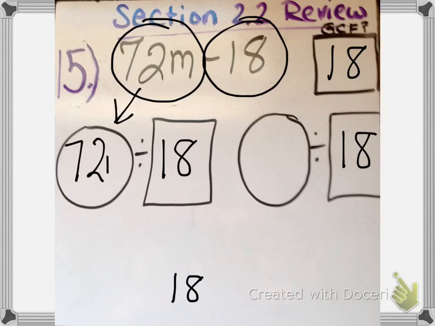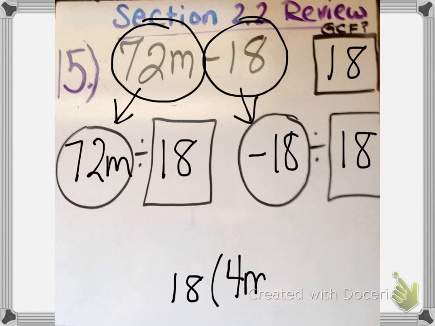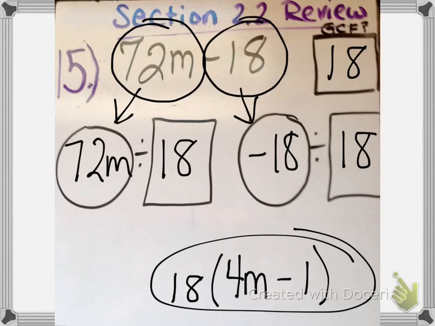I'll bring down the terms, 72m and negative 18. 72 divided by 18, we already found out was 4, and then carry the m down too. A negative 18 divided by a positive 18 would be a negative 1. Your answer is 18 times the quantity of 4m minus 1.